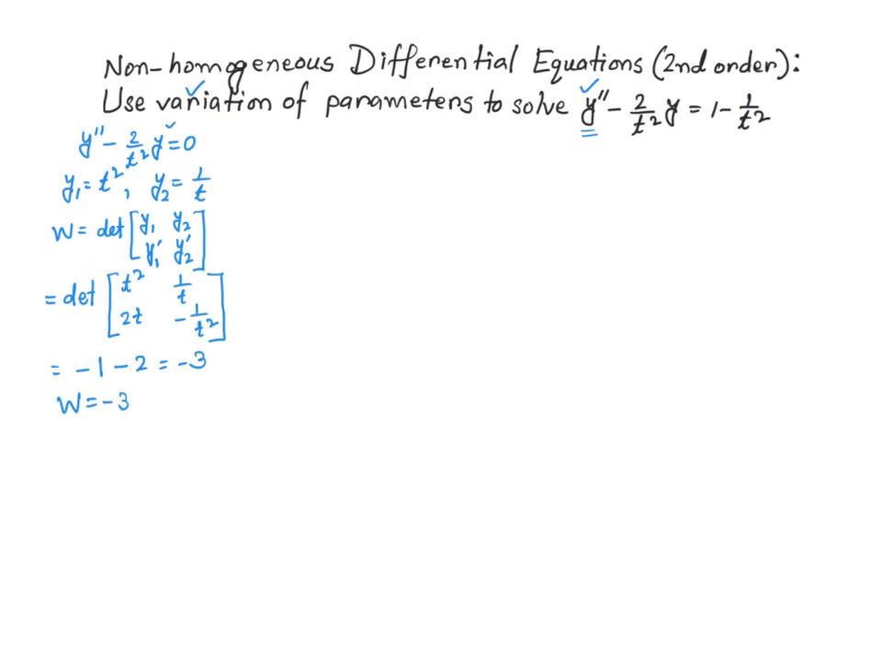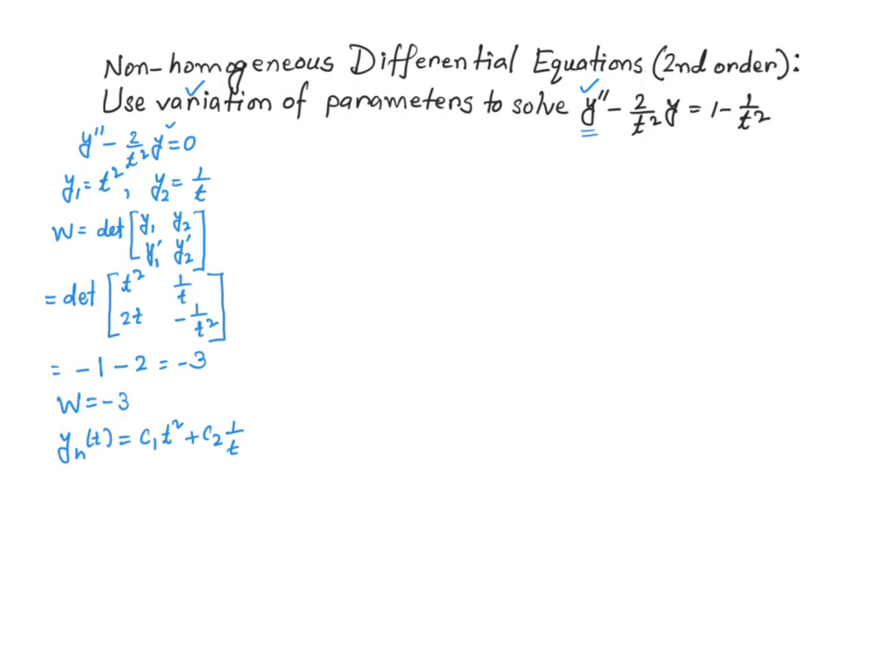By the way, the general solution for the homogeneous part, y sub h of t, is c1, some constant, times y1, which is t squared, plus c2 times y2, which is 1 over t. We are going to use this solution later on to find the general solution.